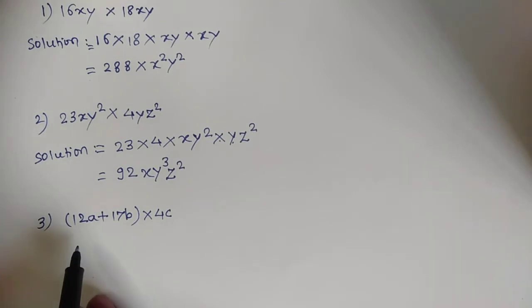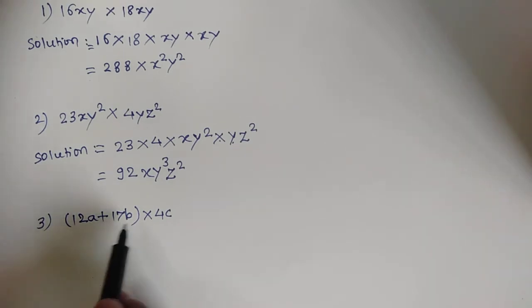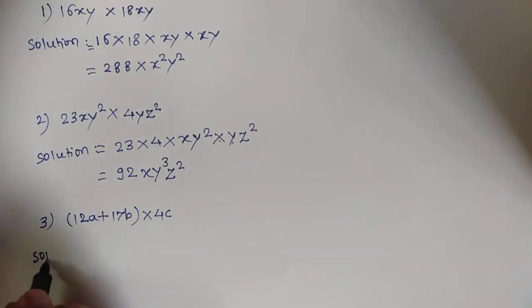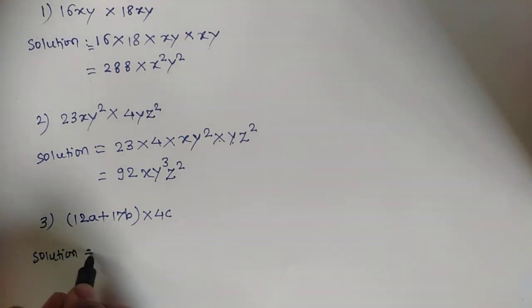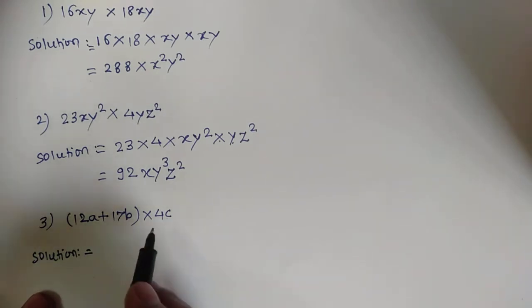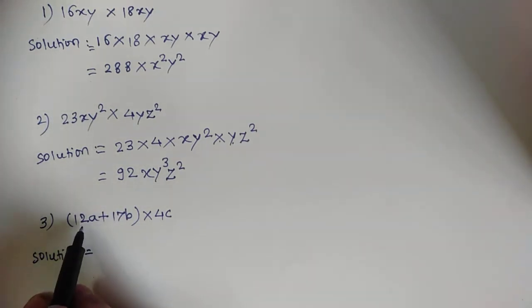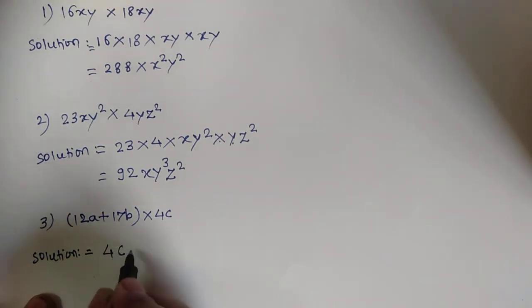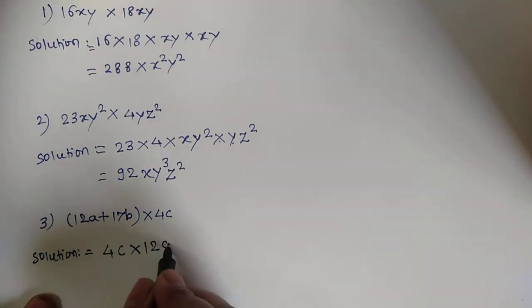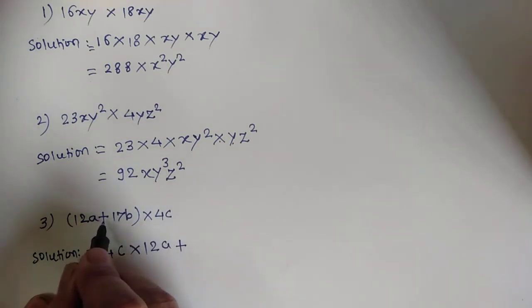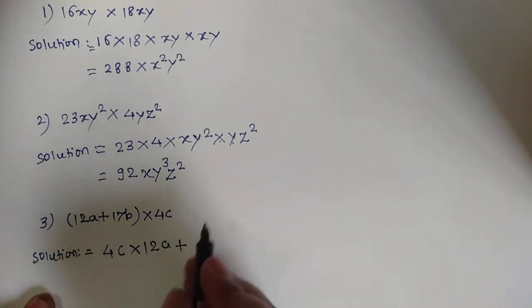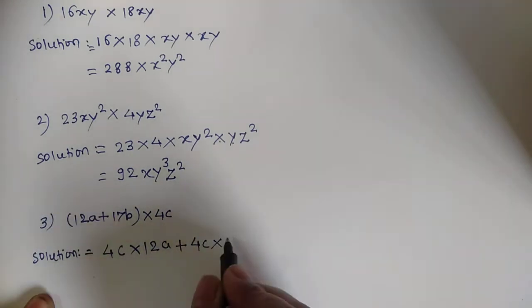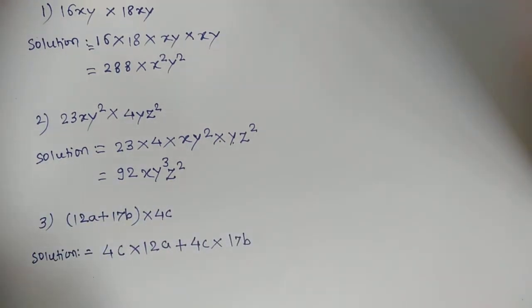Next, third is 12a plus 17b into 4c. So the solution is, firstly 4c multiply with first term of binomial. So 4c multiply 12a plus, because here plus sign, 4c multiply to second term of binomial. So 4c multiply 17b. Very simple.